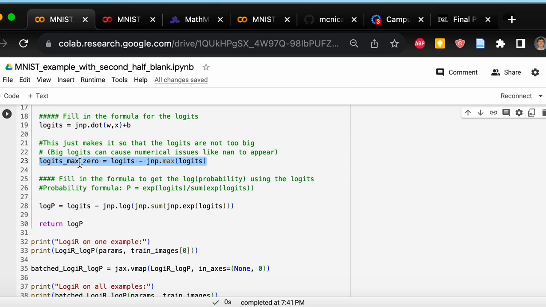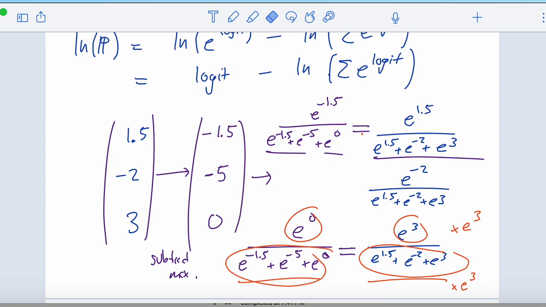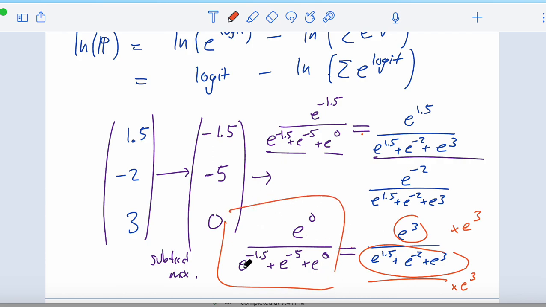So instead of using the logits, I'm going to use the logits max 0, everywhere. And this will mathematically give me the exact same thing, but there is an important reason to do it in the computer. I will tell you what it is, but let me give you a chance to guess first. This is the max 0 version. Imagine you're a computer and you want to calculate this number. Why is the one on the left, this max 0 version, easier to calculate than the one on the right? Why is this one better than that one?